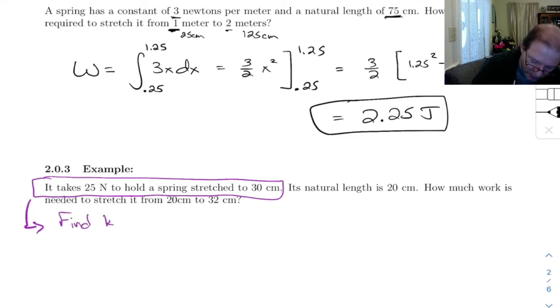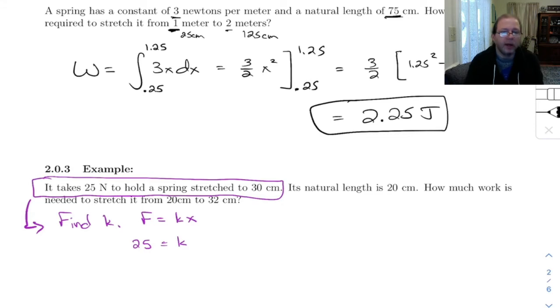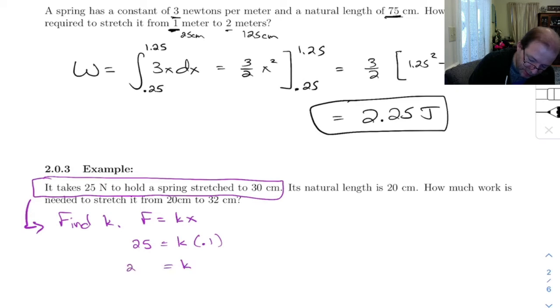Find K. Now, the thing to remember is F equals Kx for force. So with this, the force that we're dealing with is 25 newtons. K is what we're looking for. And that says stretched to 30 centimeters. So if its natural length is 20 centimeters, that means it's stretched 10 centimeters, which is 0.1 meters. So multiply both sides of that by 10, you get K is 250.